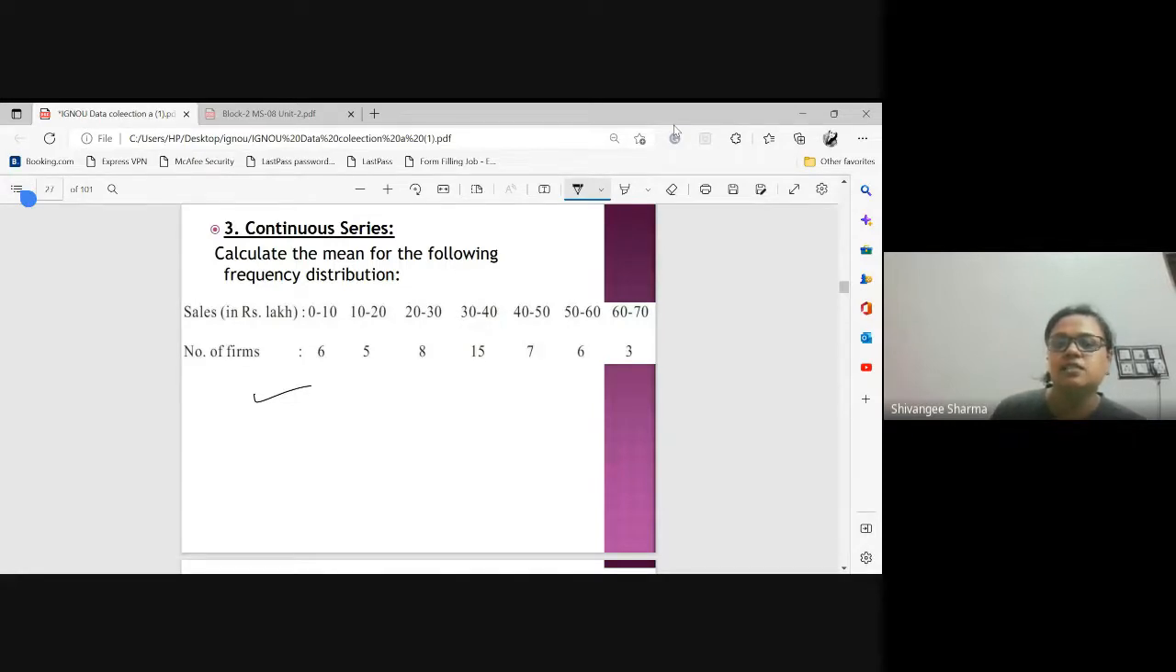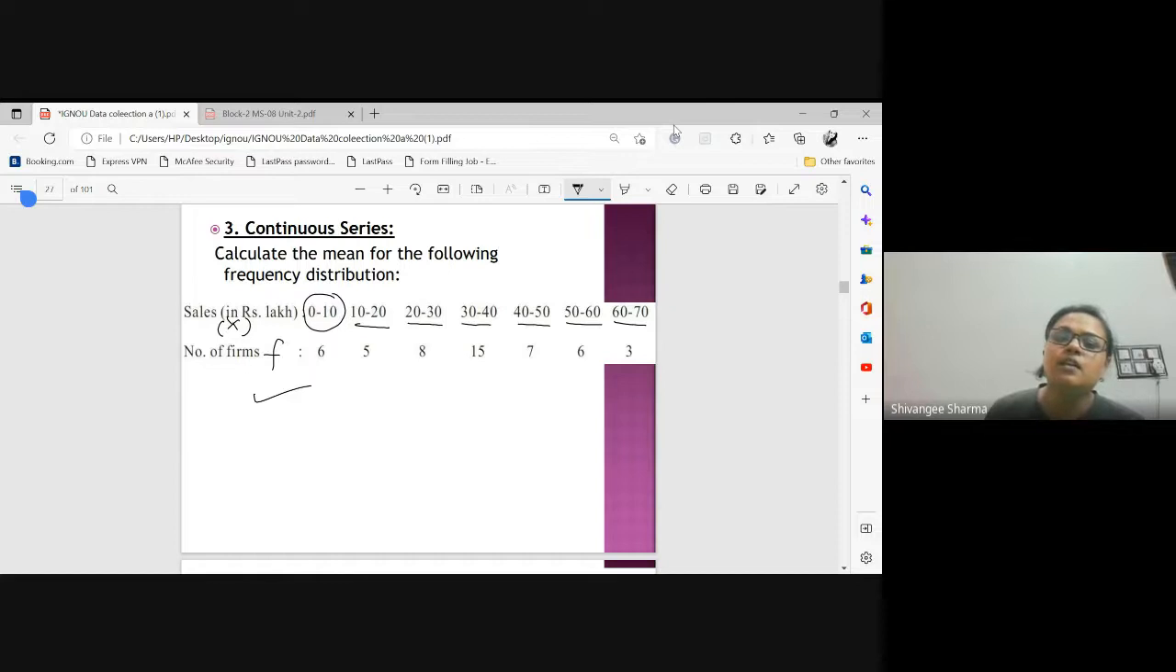Here we have sales in rupees lakh, and this is your X, your sales, okay? And number is always frequency. So it is like 0 to 10 lakhs of sale, right? In this group particularly, the sale can range from 0 to 10 lakh. It can be 1 lakh, 1 lakh 50,000, 9 lakh, 9 lakh 90,000. It can be like that. And in the second group we have 10 to 20, then 20 to 30, then 30 to 40, 40 to 50, 50 to 60, and 60 to 70.